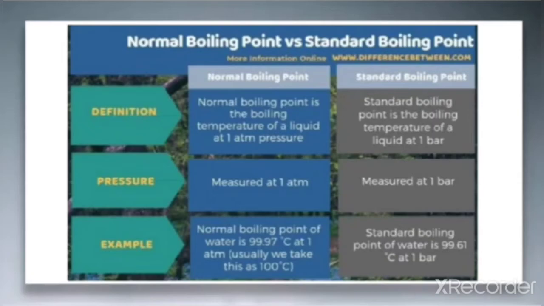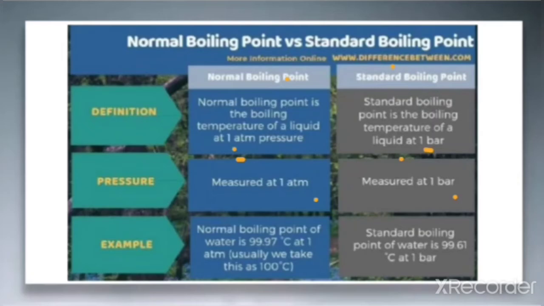So what is the difference here? The external pressure is different. If the external pressure is 1 atm, then that boiling point is called normal, and if it is 1 bar external pressure, then it is called the standard boiling point. Here the pressure is measured in terms of atm, and here in terms of bar. So the value of a normal boiling point will be different from the standard boiling point.